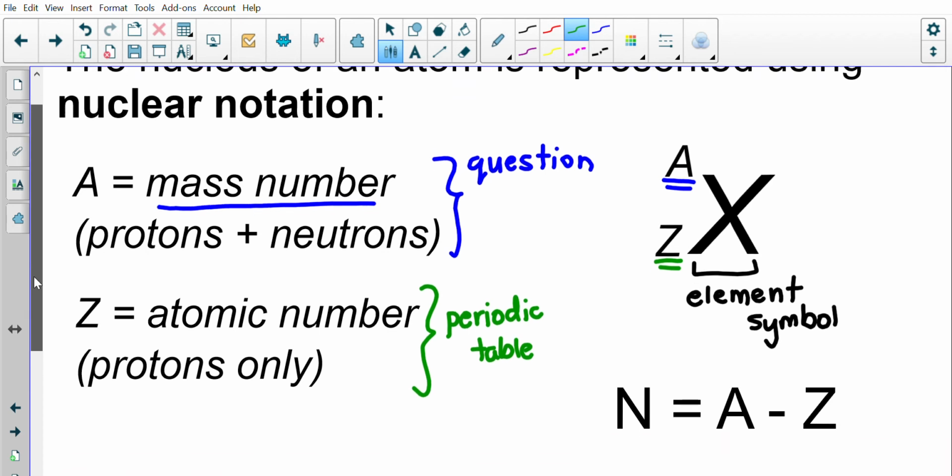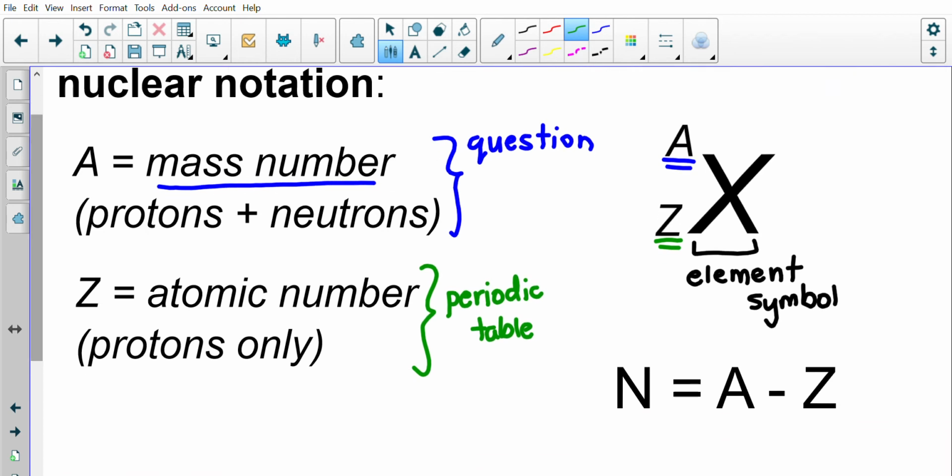Okay, now we can also use this to calculate the number of neutrons. So N is the number of neutrons, and you can find that by doing the mass number minus the atomic number. What I usually just remember is that to get the number of neutrons, I just have to do the bigger number minus the smaller one.